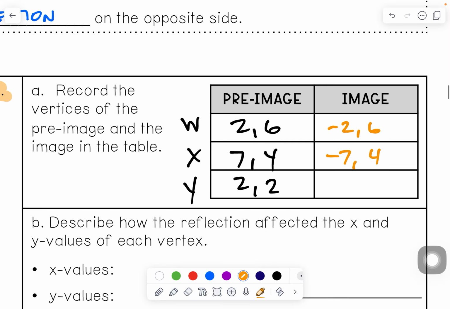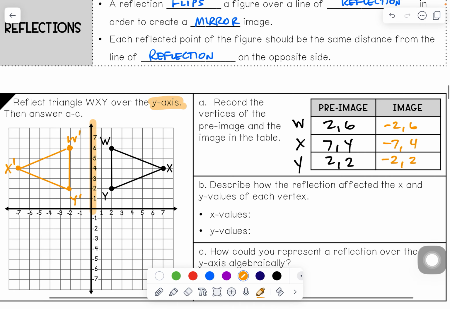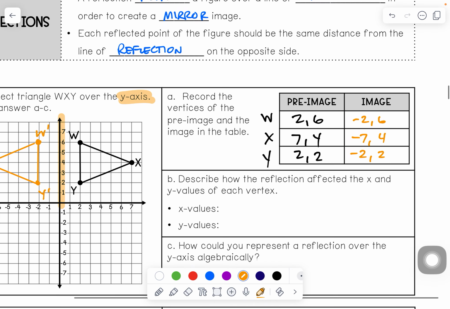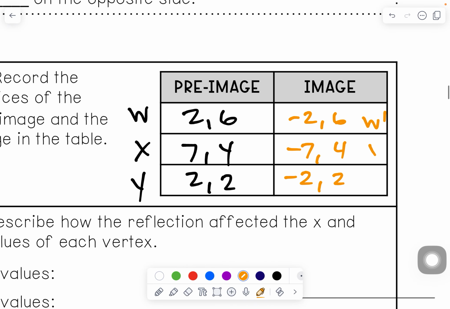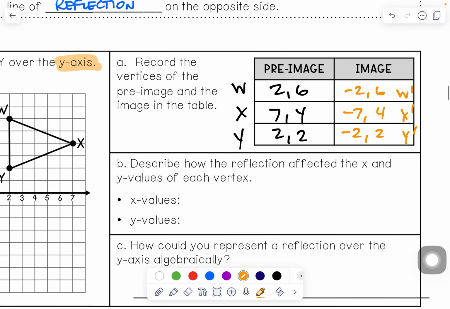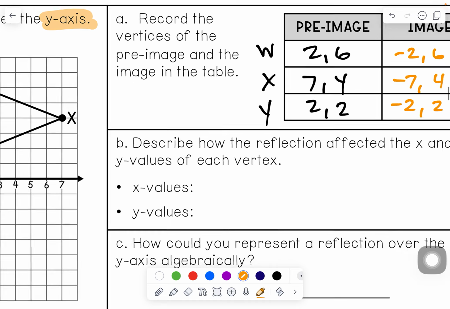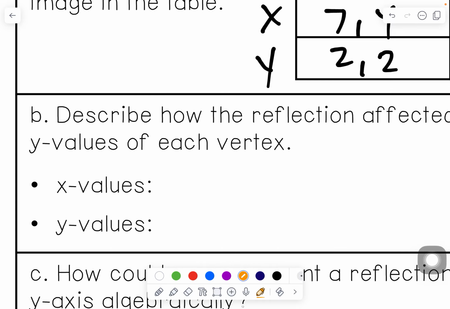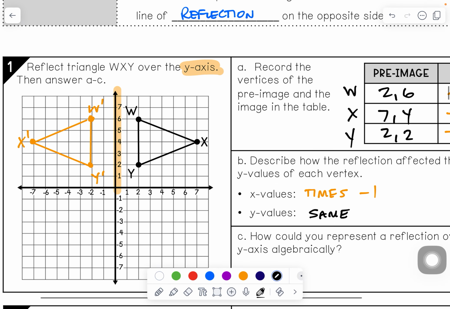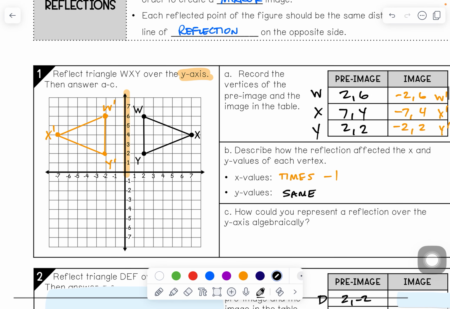I want you to push pause to see if you can do this one on your own. Reflect triangle DEF over the x-axis. All right, let's see how you did. This time our reflection is over the x-axis, so if you were going to highlight that, it would be this line right here, our mirror line. My pre-image was (2, -2), (7, -7), (2, -7) for DEF. If I do this correctly, I would have (2, 2) for D prime, (7, 7) for E prime, and (2, 7) for F prime.